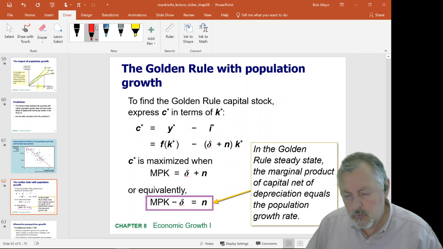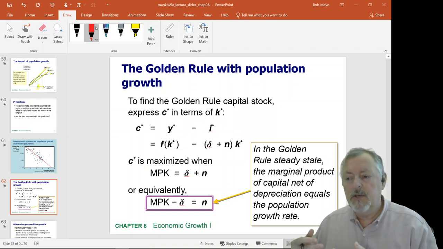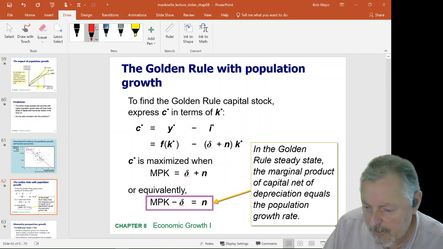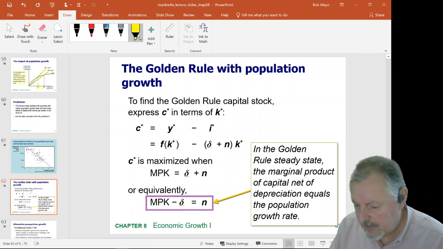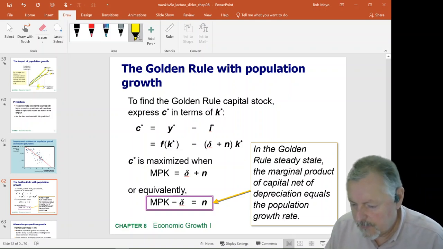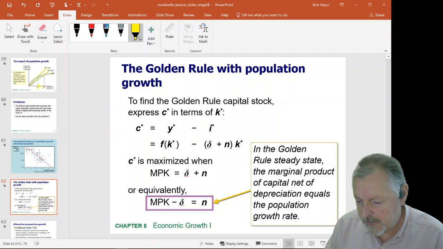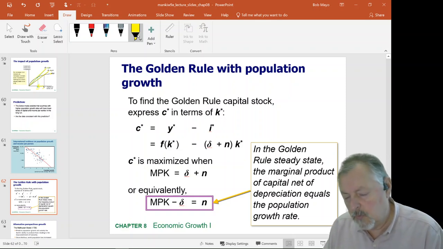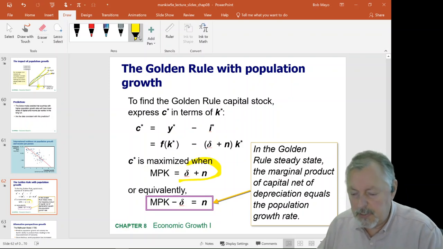And the golden rule level of capital stock, when you allow population growth in the model, it's the same thing, just with the addition, instead of the steady state being the marginal product of capital equaling the depreciation rate, it now has to equal depreciation plus population growth.